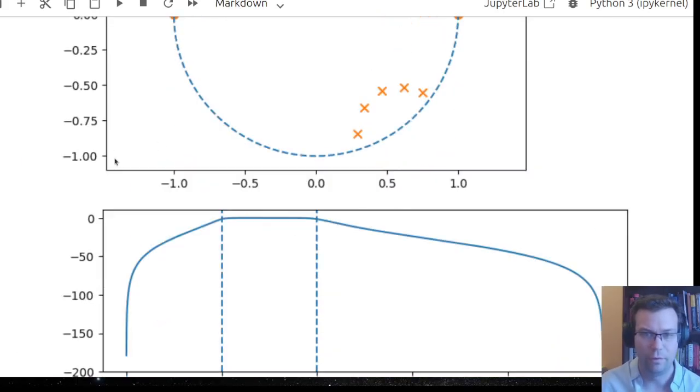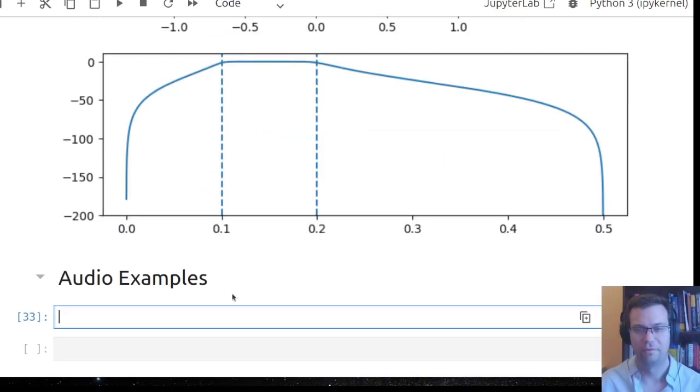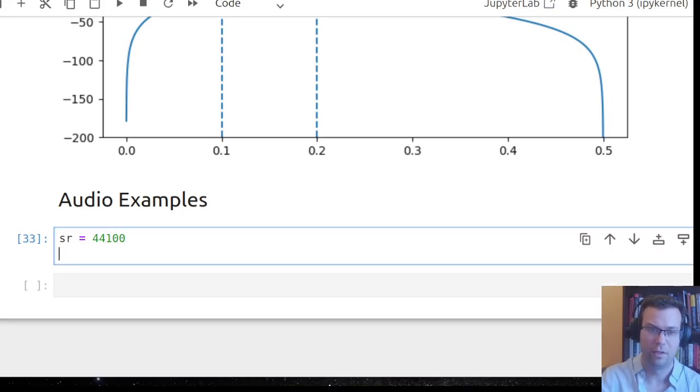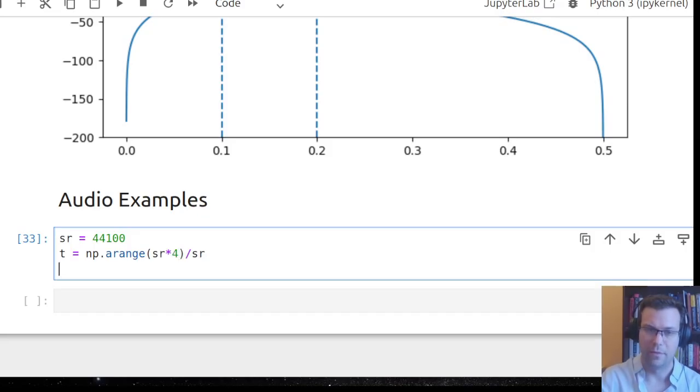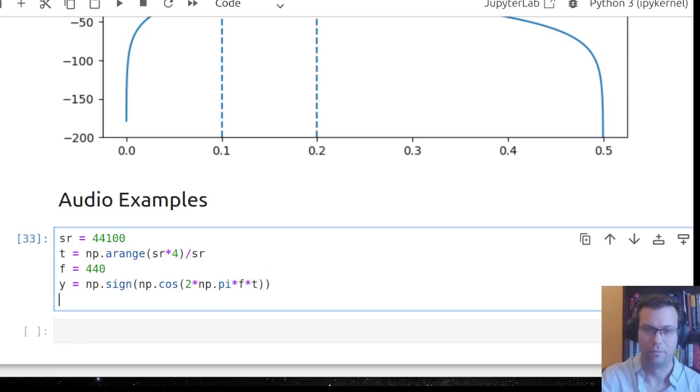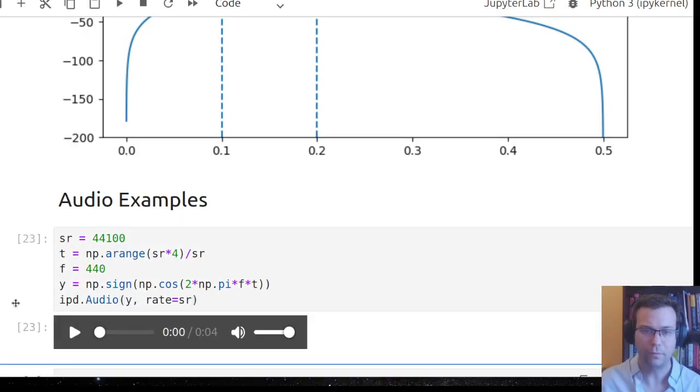But now what I want to do is apply this to audio. I'm doing a lot of analysis, but let's actually apply some of these signals to different audio scenarios. So let's say I take a sample rate of 44,100, maybe 4 seconds of audio, and I'll make a square wave at 440 hertz. So I'll say y is equal to np.cosine of 2 pi ft. Okay, and I listen to that. And it sounds like this.